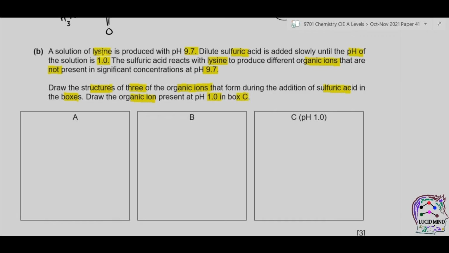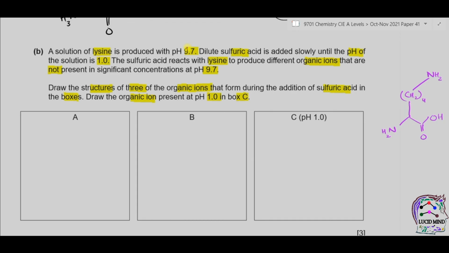Let's first draw the structure of lysine. From the data booklet we have NH2. Then we have 4 CH2 groups attached. Again we have an NH2 group. And on this side we have the carboxylic acid functional group.